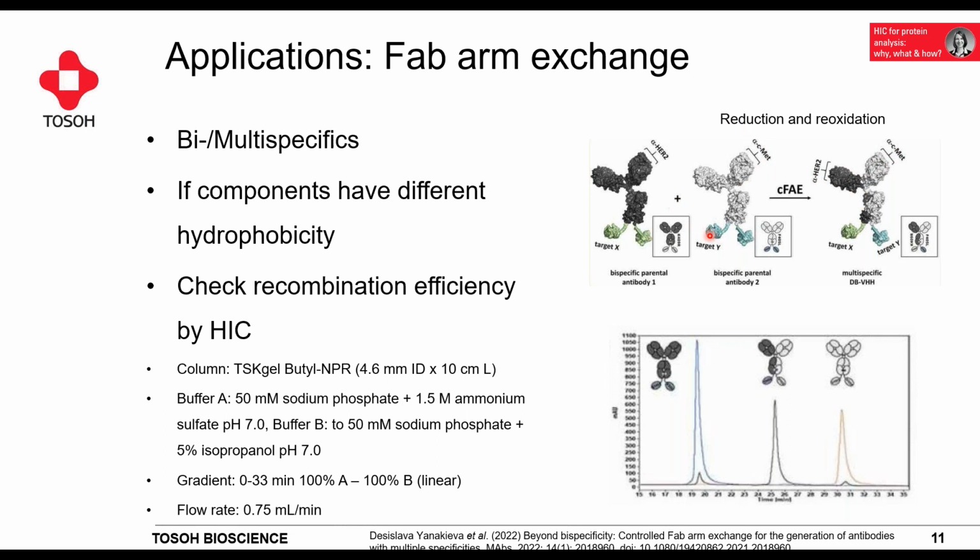Now, as the monospecific antibodies, so the parental antibodies, differ in hydrophobicity, we can see in hydrophobic interaction chromatography whether or not the exchange was successful. So what we see here in blue is our one antibody. What we see here in yellow is a second antibody, and basically the mixed bispecific we see in black. And we do see it was quite successful, as we only have a little of the monospecific ones left over here.